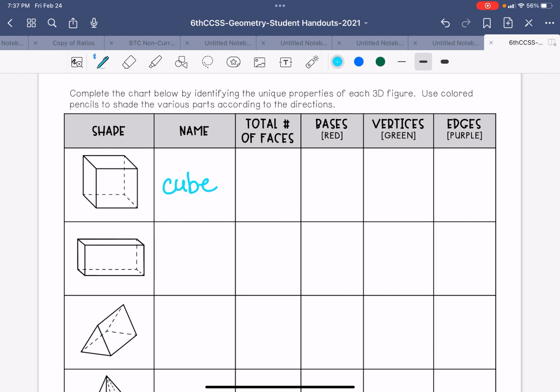This shape is a cube. It has 6 square faces and 2 square bases. It has 8 vertices and it has 12 edges. Pause the video again and do the second row.